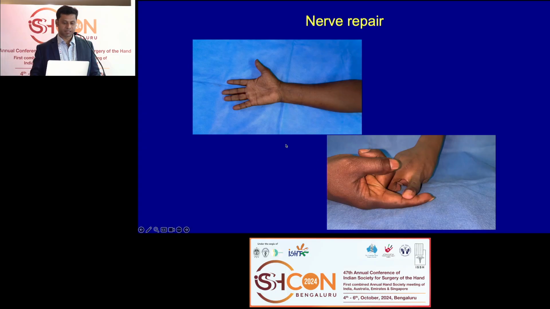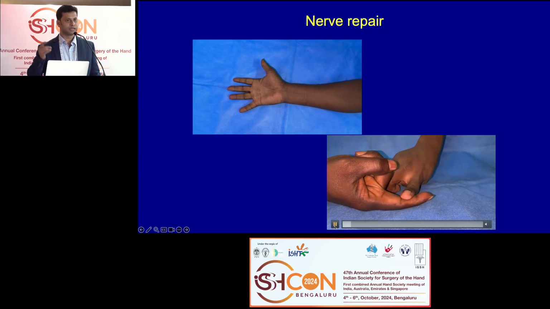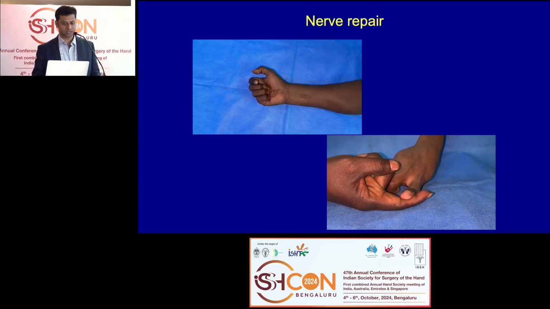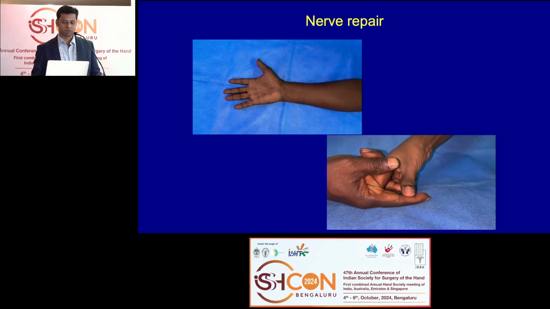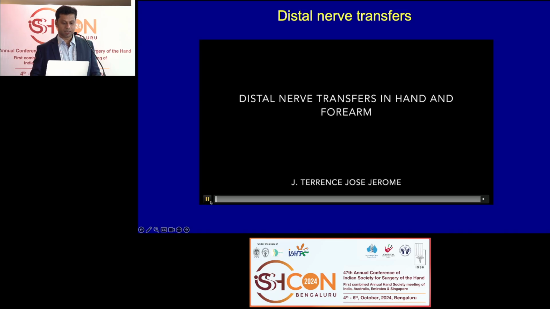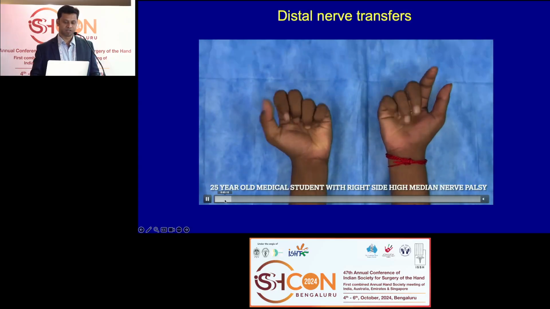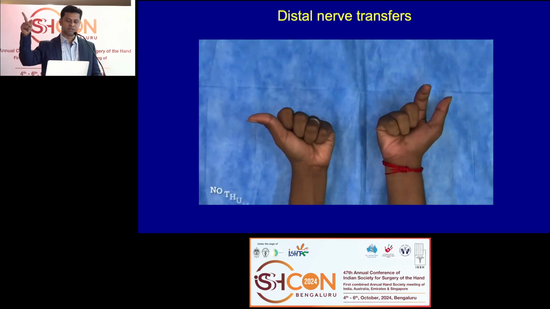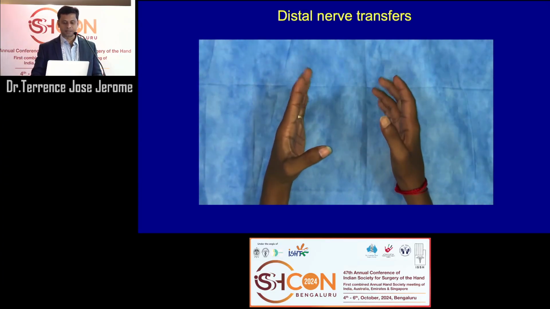If you do a nerve repair, look at this patient who had the nerve repair somewhere here. This was the injury, and the outcome is that he could not get independent movement at the IP joint of the index finger. So we are still moving apart from the nerve transfer. What we could do is a distal nerve transfer. This is a patient who had a high median nerve palsy. This was the presentation. He's a medical student, on the right side. He doesn't have independent movement of the FDP on the index finger, and no movement of the thumb.